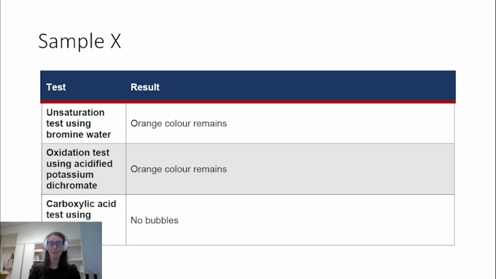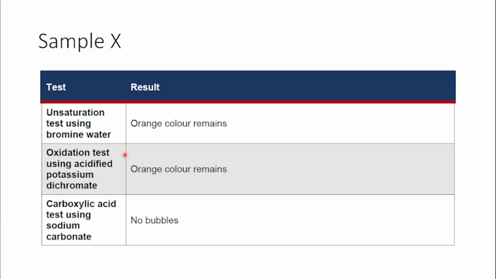One of the final molecules on the list is molecule X, or sample X, and we're going to determine now what sample X is. When we submit sample X for the unsaturation test, the orange colour remains, and this means that we don't have any carbon-carbon double or triple bonds, so we don't have an alkene or alkyne functional group. When we do the oxidation test, the orange colour remains, so this means that we don't have any oxidation. So we can say that we probably don't have any primary or secondary alcohols or an aldehyde functional group.